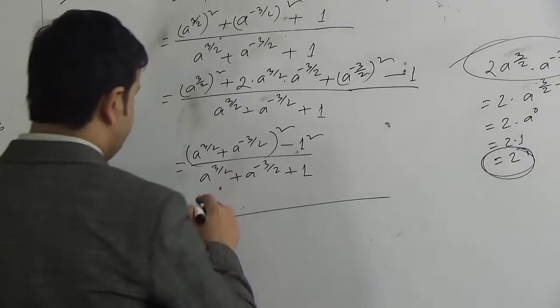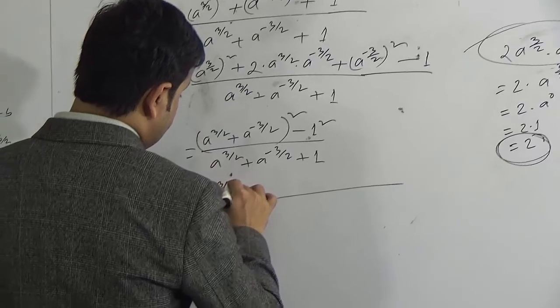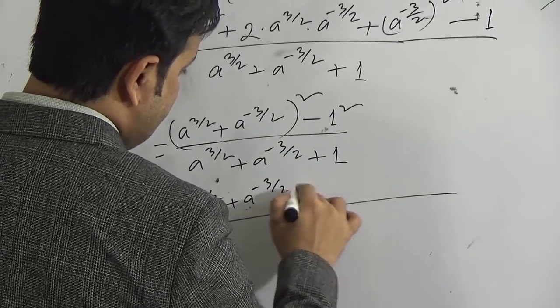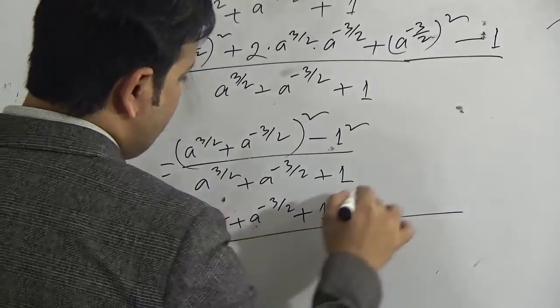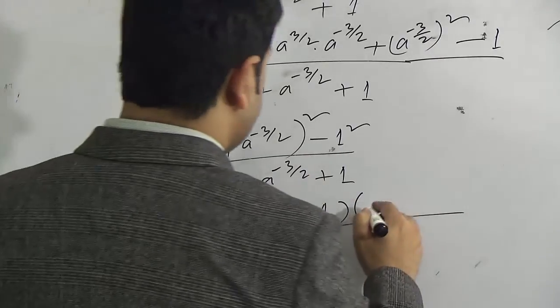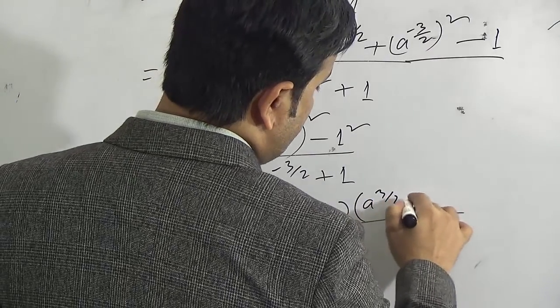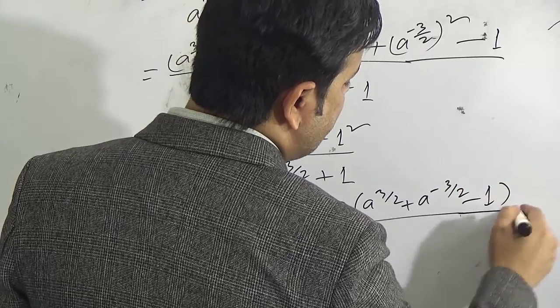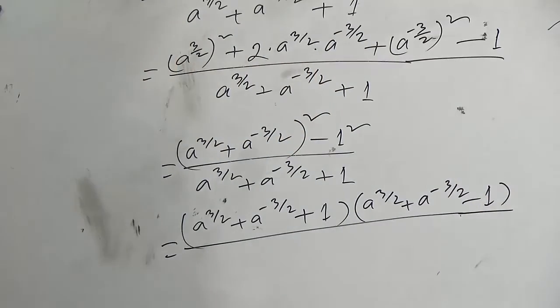So if we apply the formula, we will get here a to the power 3 by 2 plus a to the power minus 3 by 2, it means a plus b. Another one is a minus b. It means that a to the power 3 by 2 plus a to the power minus 3 by 2 minus 1, as here is a plus b into a minus b.